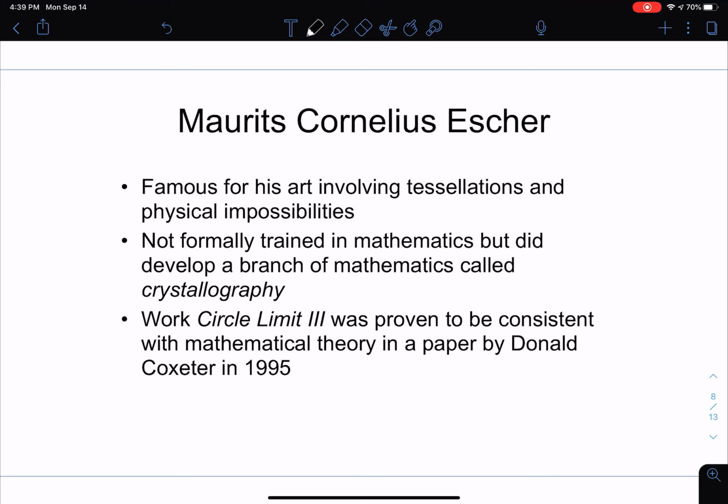On one of his works, Circle Limit 3, actually in more recent times, I know 1995 is not that recent anymore, but within my lifetime, it was proven to be consistent with mathematical theory. So mathematicians actually were able to sit there and analyze his art and see that it was indeed mathematical.